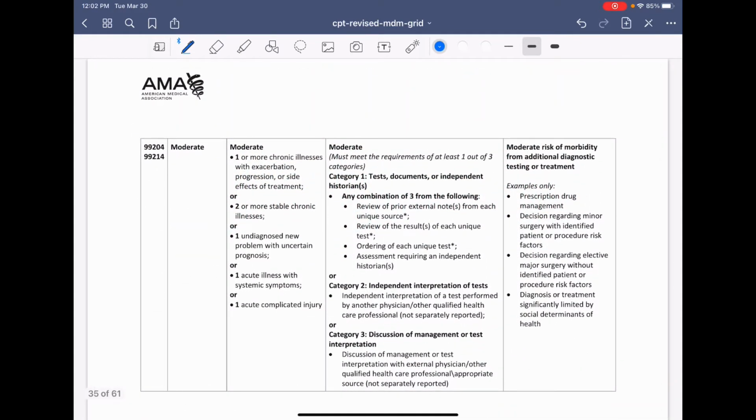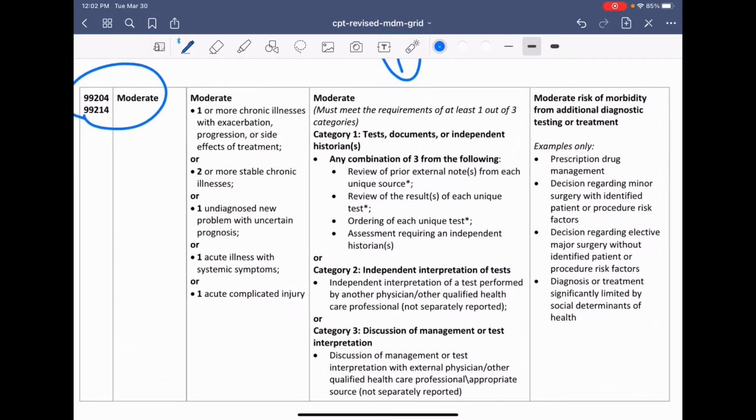So if you guys will flip to the MDM, so if you flip to page 13, we're going to start with the moderate section of the MDM grid. We're going to focus here in the middle column. This is the data column or the analysis column.